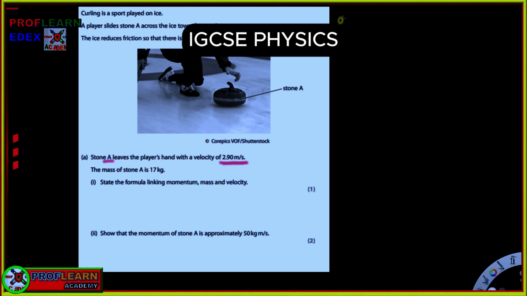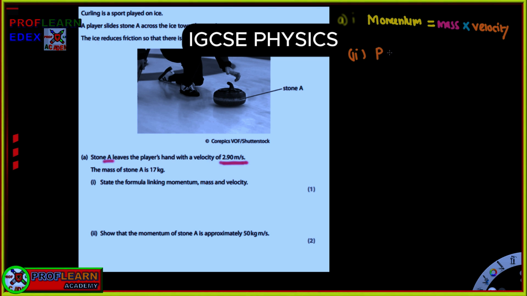So in part A, Roman 1, we are going to say that momentum is equal to mass times velocity. You have to remember that momentum is equal to mass times velocity. So with that formula, we are going to use it to find the momentum of A. And this is Roman 2.